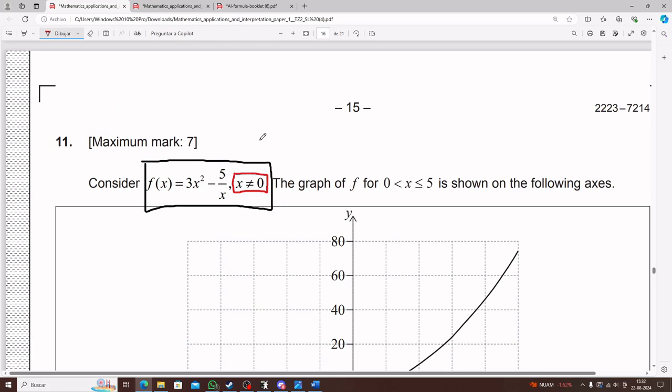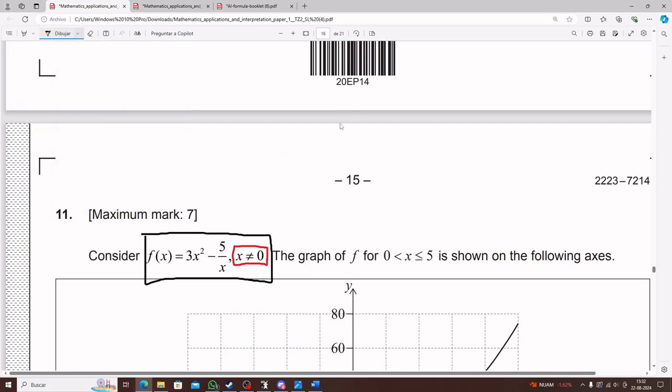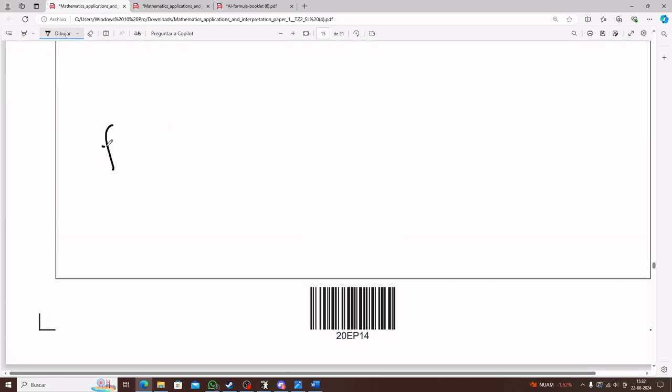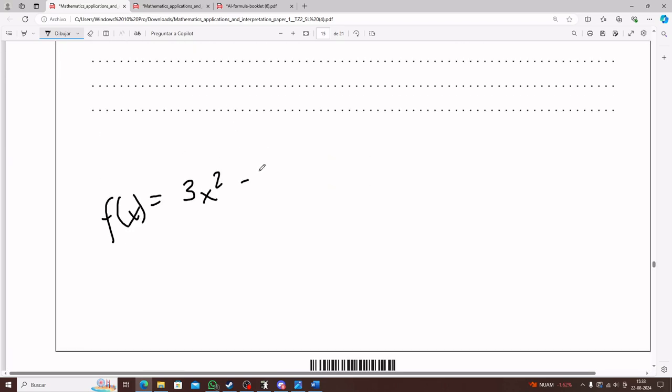Now, why would x not be able to equal 0? Take a closer look at what you have here. So you have an equation that says f of x equals 3x squared minus 5 divided by x. And they tell us that x cannot equal 0. So oftentimes, depending on how our equation is written, there are certain values that we can never take.